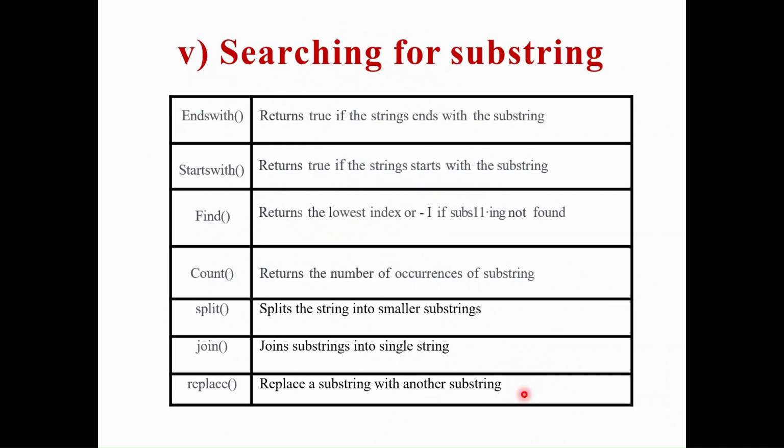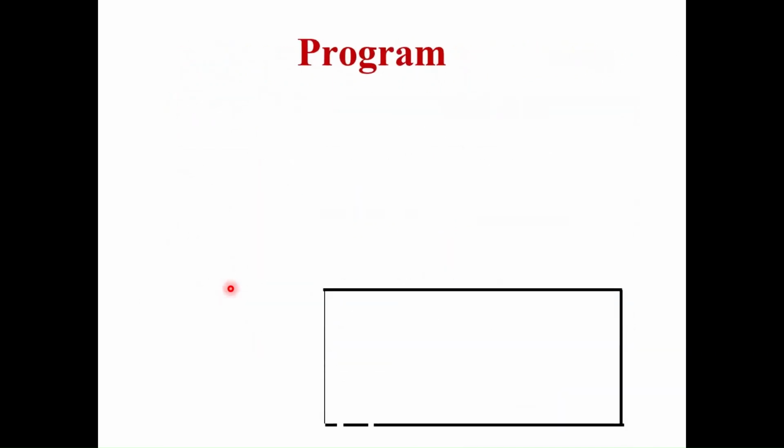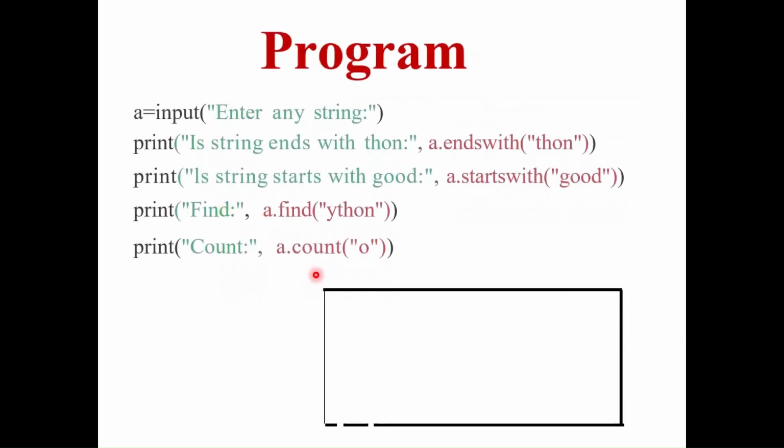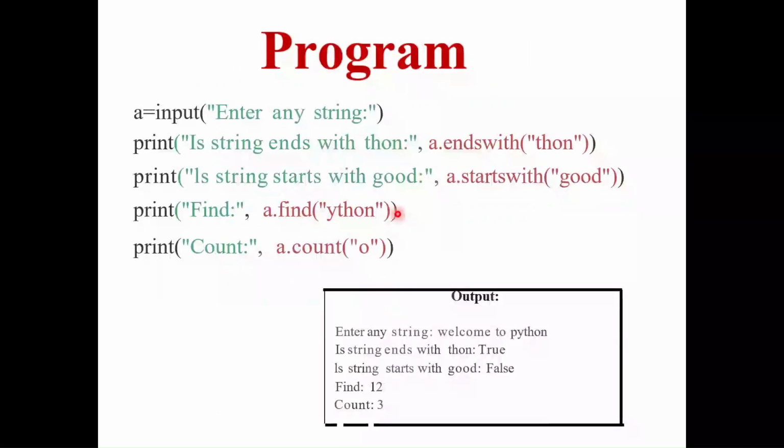Let us see some of the functions which are used for searching substrings. There are several functions, and all these functions are explained in the given example. So first, let us see some of the functions in the first program. In this, first we are going to get a string. The string that I have given is welcome to Python. The first function is endswith. This function checks whether the given string ends with the substring thon. Since it ends with the given substring, it returns the result as true.